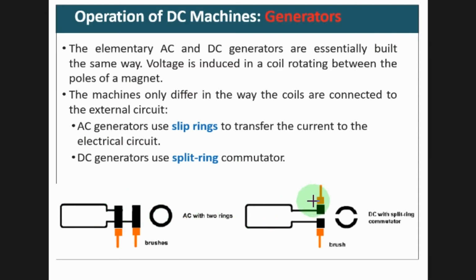If you want DC as the output, then you have to use a split ring commutator. That means the ring is now split into two. Therefore, when it is rotating, the direction of the current flow will be automatically reversing. Therefore, all the time what is coming out from these two split rings becomes DC.